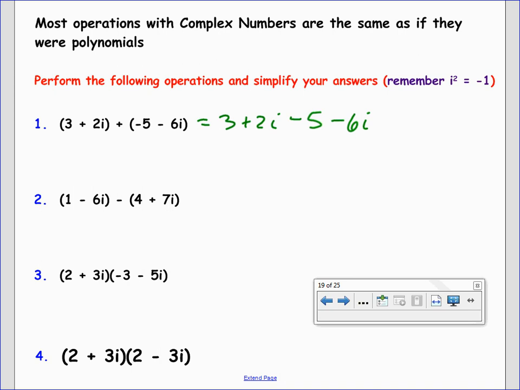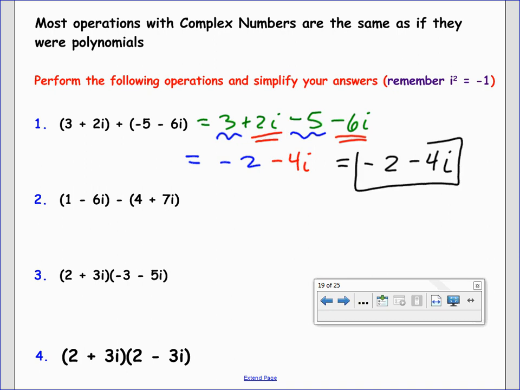Now we'll go ahead and combine like terms. Yes, like terms. This 3 and this negative 5 are both real number components of the complex number, so I'll combine them and get negative 2. The 2i and the negative 6i are both the imaginary components of the complex number, so I can combine those and get 2i minus 6i is minus 4i, which is why my final answer is simply negative 2 minus 4i. That's in standard form because it's a, the real part, plus bi, the imaginary part, in that order. So that's standard form and that's done.